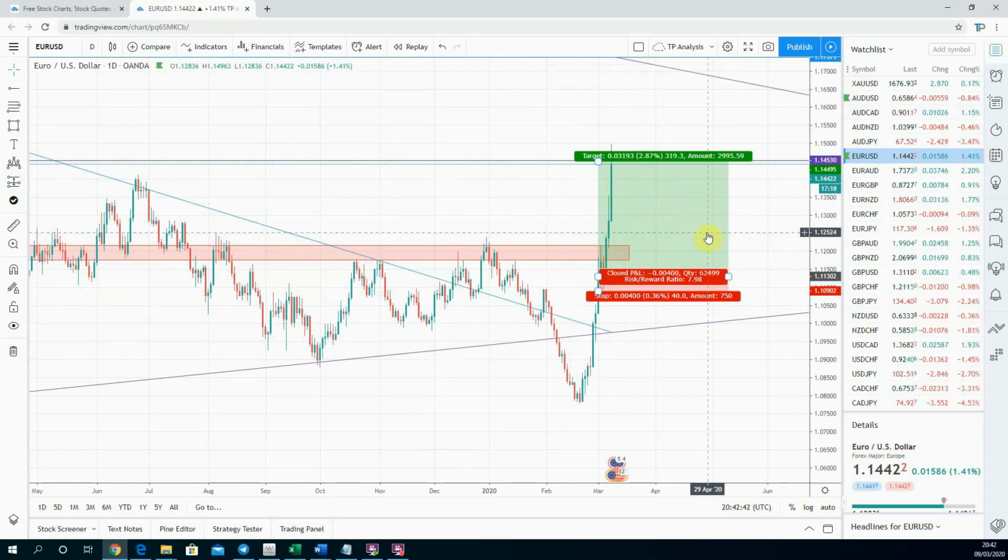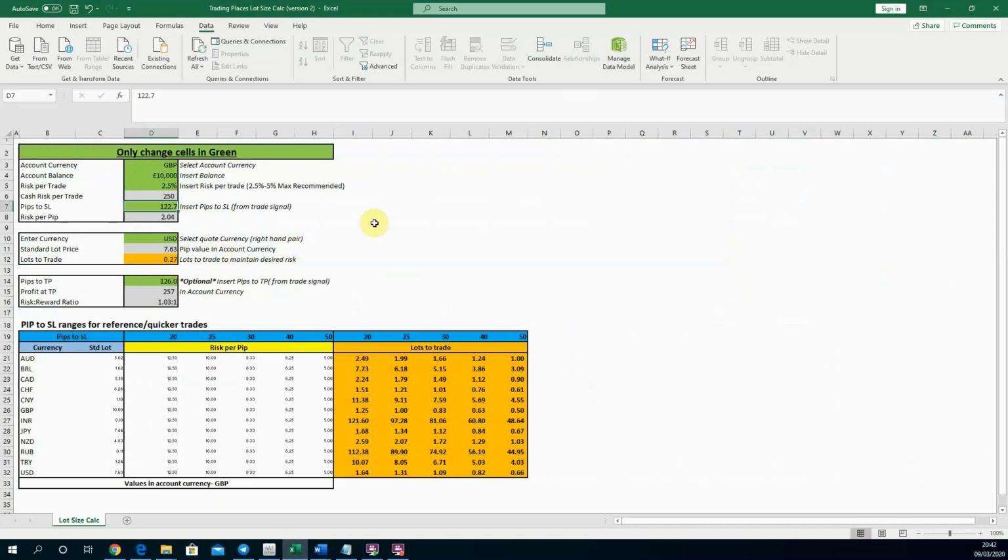So you can see here we've got this trade we've identified has a 40 pip stop loss, a 319 pip TP, and we have a risk to reward ratio of 7.98. So all the information's there. So if we go back to our Excel sheet, we can put pips to stop loss 40. It works out each pip we want to be risking £6.25. Now we go back and just double check the trade.